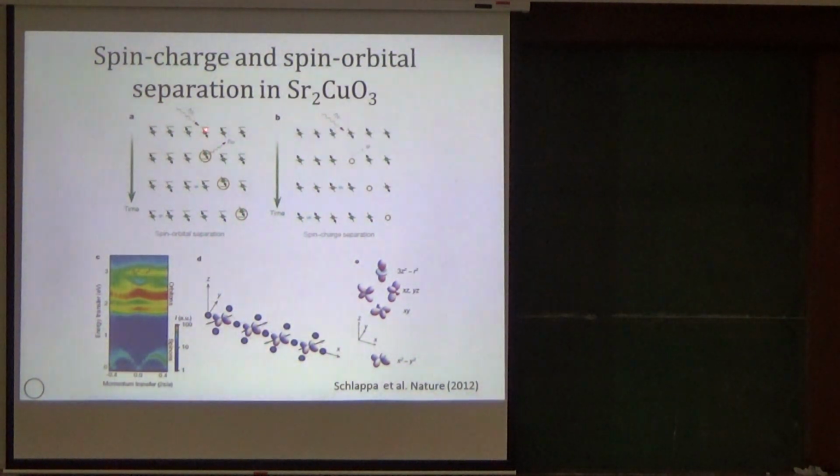Similarly, one can see the separation of spin and orbital degrees of freedom. So here the electron is excited to a higher orbital, and then the same thing happens. The electron moves to the next site, and that creates a spinon excitation, and these two are separated. So here is the data. This is the excitation spectrum of the spinon, and these are the orbitals.